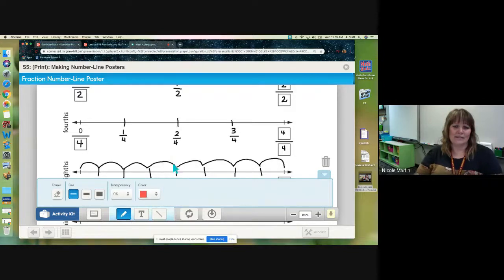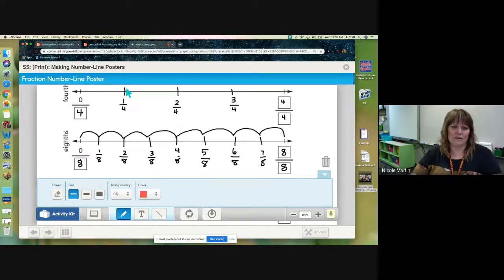Good job, Ella. You can see that the 1/4 lines up with the 2/8, and the 3/4 lines up with the 6/8. So those would be the same. Those would be equivalent fractions. 1/4 is equivalent to 2/8. All right, let's move on down here to the next one.